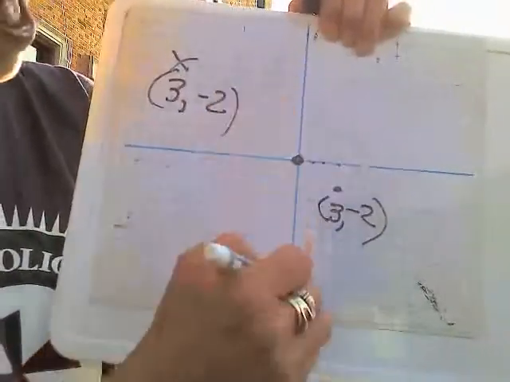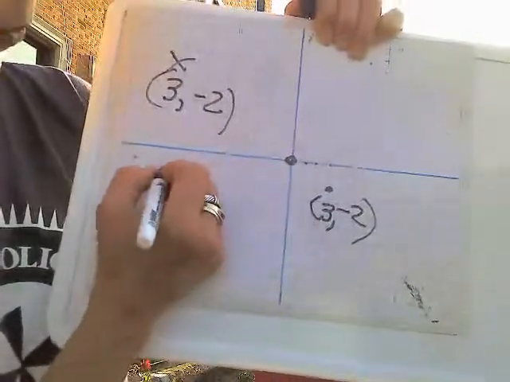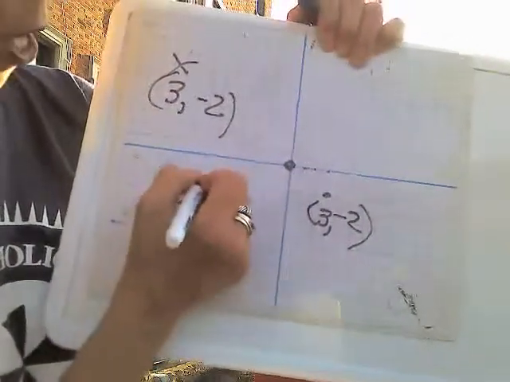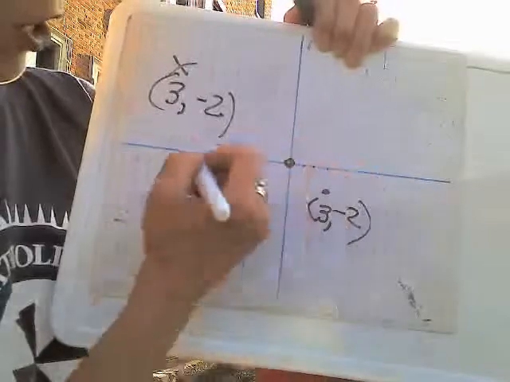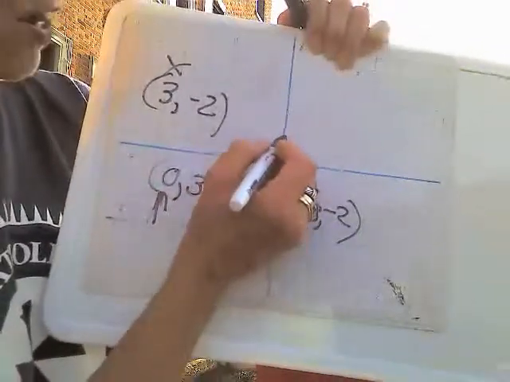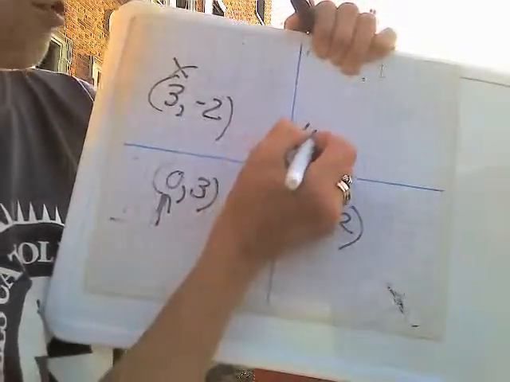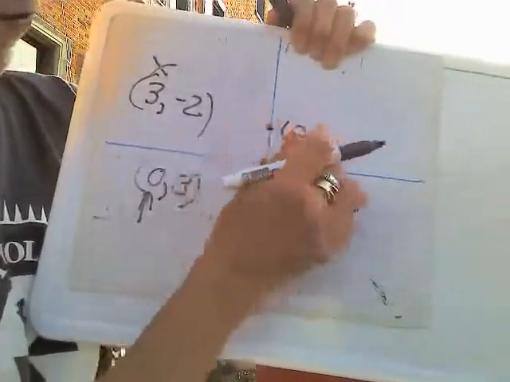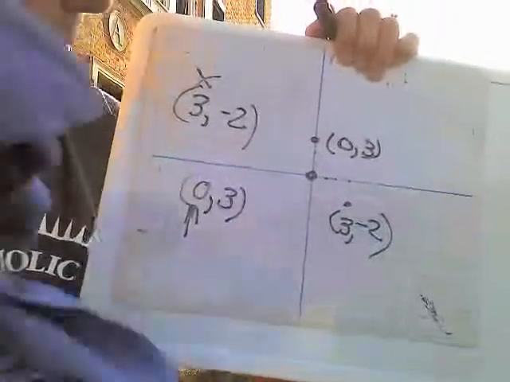Let's try one right on the Y-axis. So let's do a 0, 3. That means I'm not going to go right or left, 0. But I am going to go up 3. 1, 2, 3. And there's my point. Notice I have a parentheses and a comma.